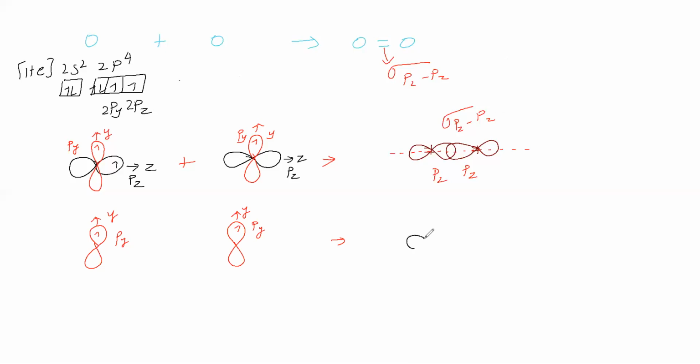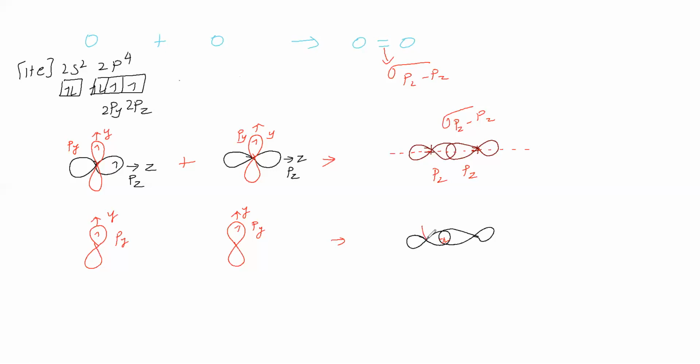We will draw. This is one pz orbital. Okay, these two are pz orbitals. These two pz orbitals undergo overlapping along the internuclear axis, that is, axial overlapping is possible. This axial overlapping gives what bond? A sigma bond. Now, this is a nucleus.